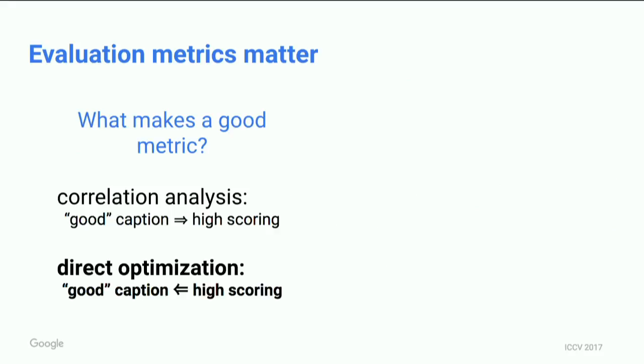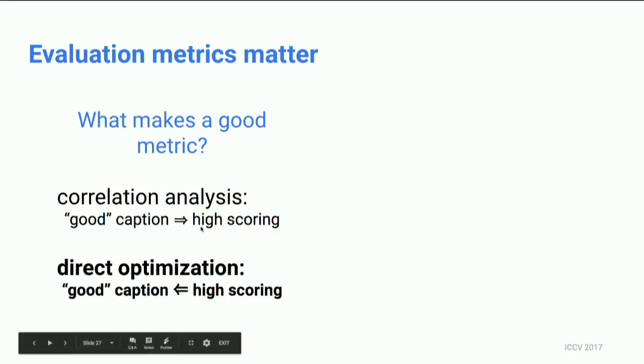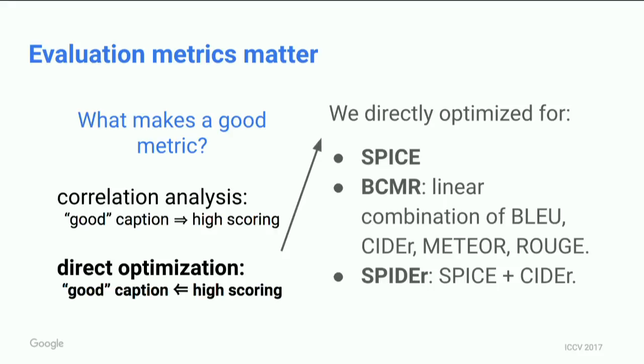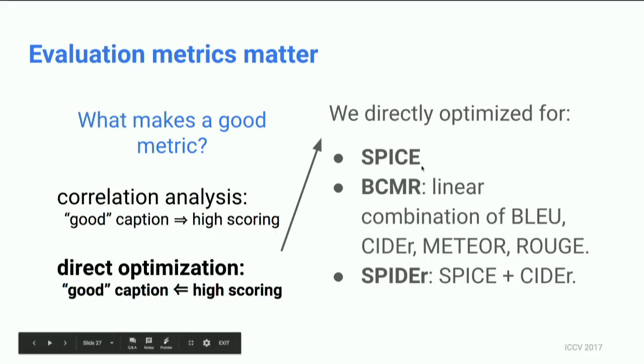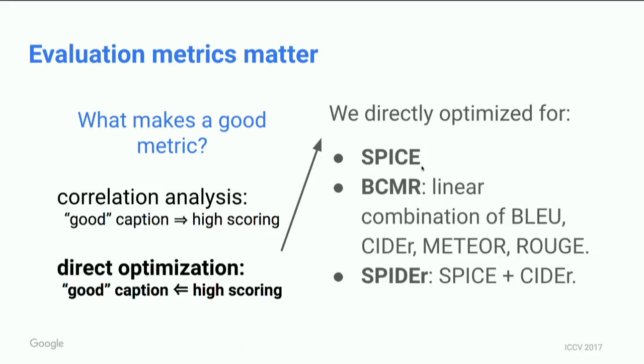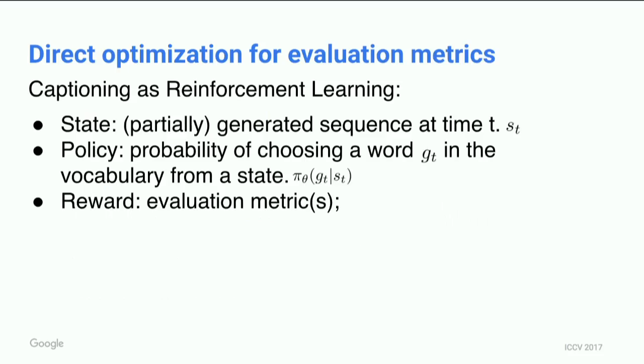So this seems like a good metric, right? Because good captions score high. But we'd also like it to be the case that if we directly optimize it, then we would get good captions. So we tried optimizing for SPICE. SPICE is a black box optimization function, so we're going to use reinforcement learning to optimize this. This had been proposed in prior work. So the setup is the following. When I first heard of this, I thought this is weird.